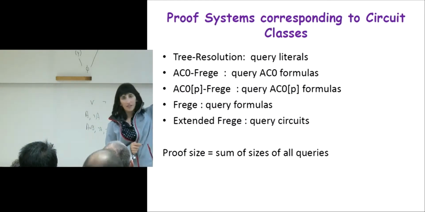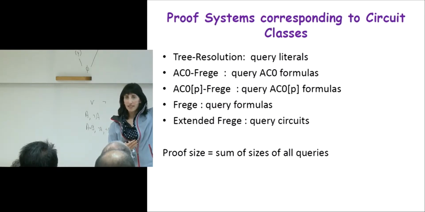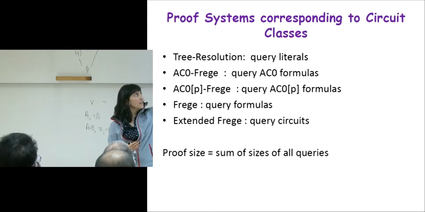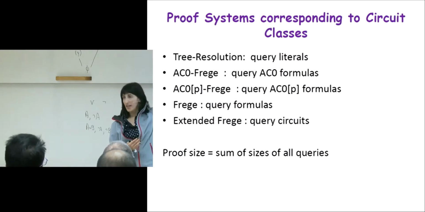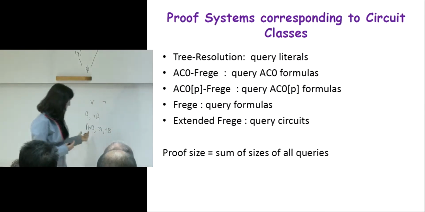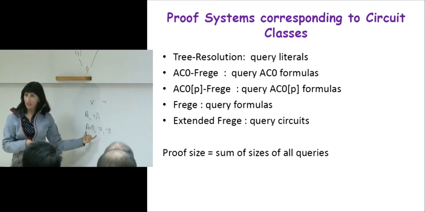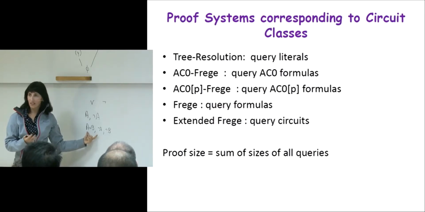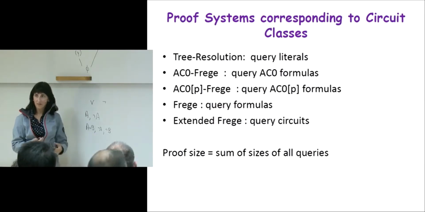AC0[p]-Frege, you're allowed to query bounded depth formulas that have mod p gates. And there, for this system and this system, since there's an unbounded fan-in or gate and an unbounded fan-in mod p gate, I have to modify my truth table contradictions to deal with unbounded fan-in, but that's not hard to do. Okay.